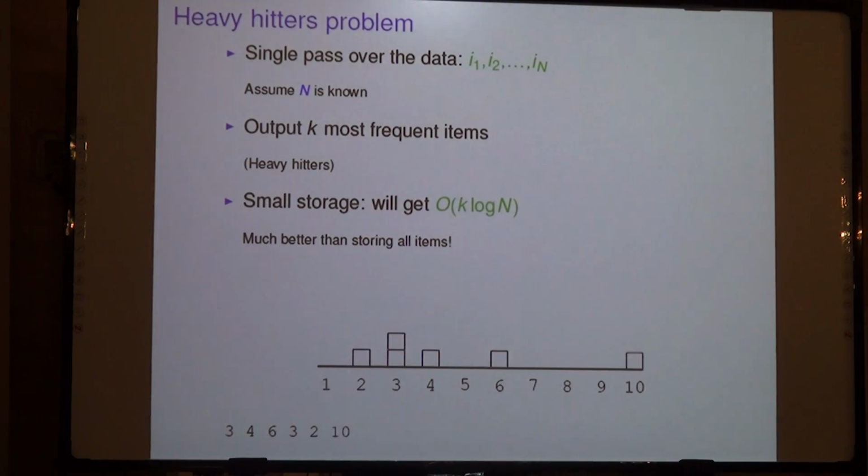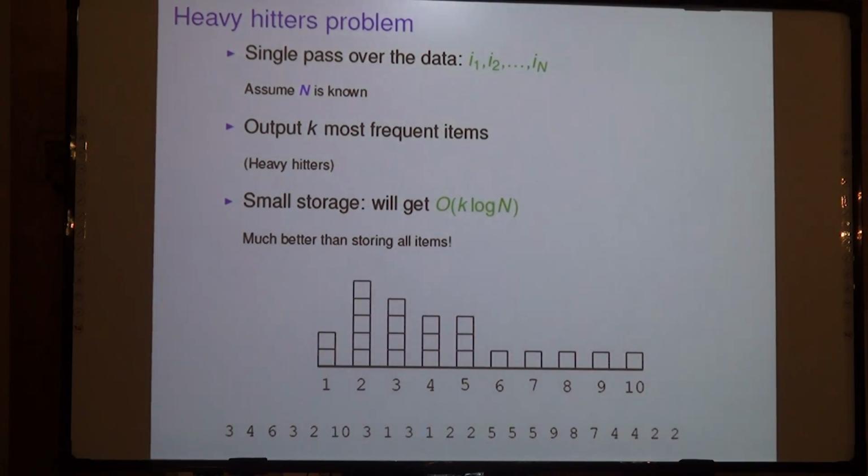So here's the setting. Again, we have a stream of items, and we have this frequency histogram. For example, if our k is 1, we want the most frequent item, then the item 3 is what we want.